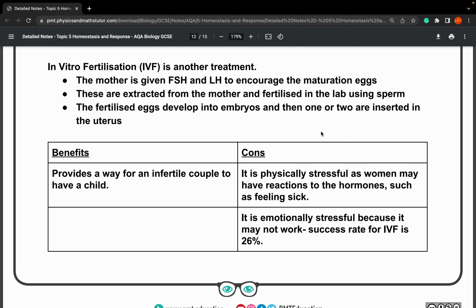If two are inserted, that's why twins are produced. That's why with in vitro fertilization, the chance of twins is more. It's two different eggs and two different sperms. At the end of the day, they are known as non-identical twins, or we can call it single embryonic twin or different embryonic twin.